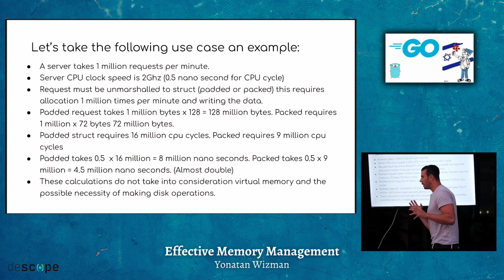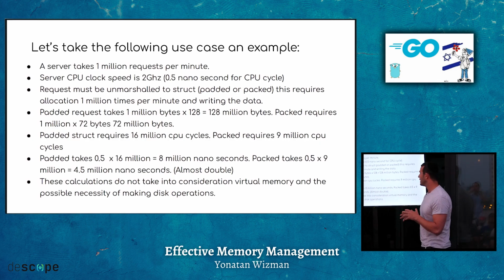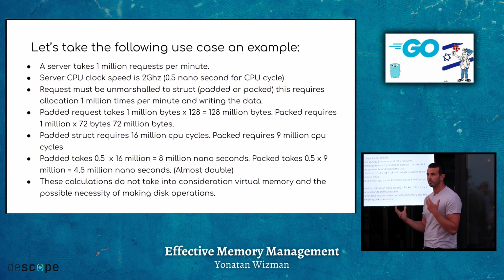Okay, so I want to take a look at the following use case just to explain a little more. So we have a server, right? This server is taking 1 million requests per minute, right? Doable. And this server has a clock speed of 2 gigahertz, which basically means that a CPU cycle will take 0.5 nanoseconds, right?